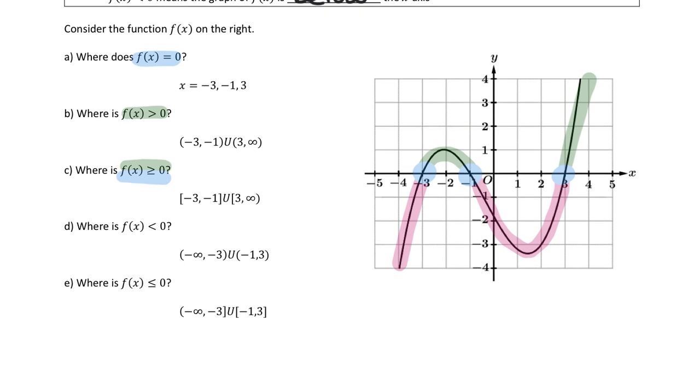F of x less than 0 is the next question. That's where it's below the x-axis. That's all my red stuff. So again, we're back to only parentheses because we are not including the places where we actually touch the x-axis. But when the question switches to less than or equal to, we include brackets again, because now we can include those zeros in my answer.